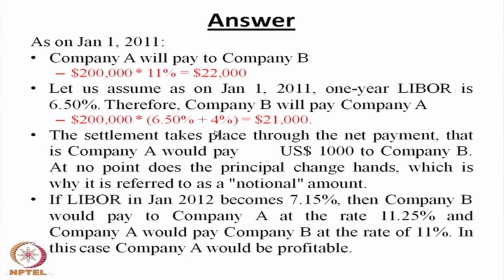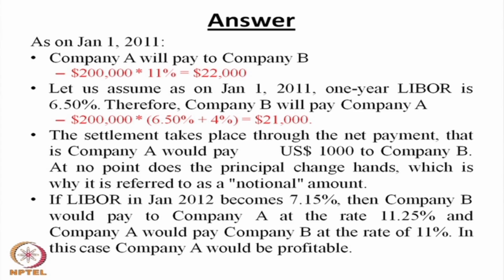Who will pay 21,000? Company B will pay to A 21,000. So company A is paying to B 22,000, company B is paying to A 21,000, so the actual transaction will be 1,000. In this process, company A is borrowing at 11%, and company B is borrowing at 10.5%, and there is a transaction between the two parties. Company A will be profitable, because company A is now accepting the variable interest rate of 10.5. So company A is profitable now.